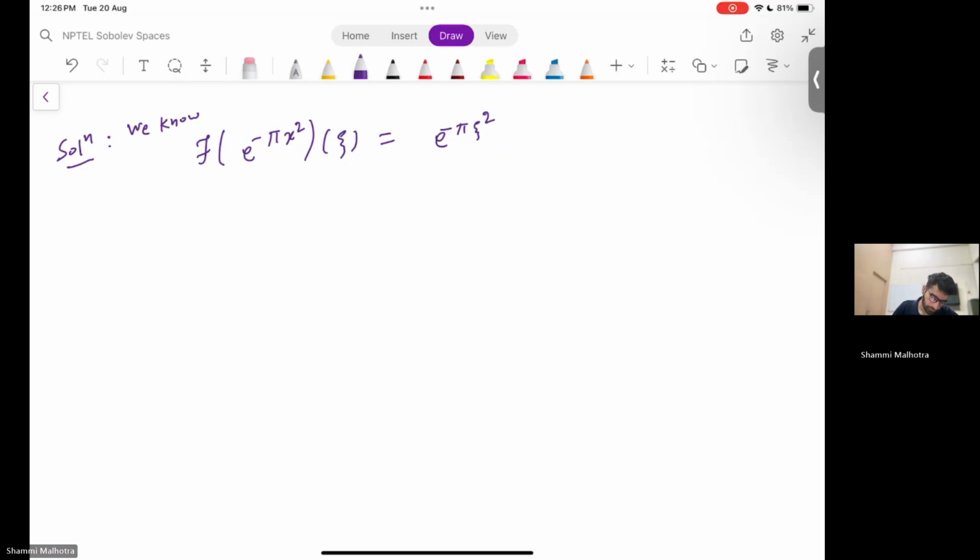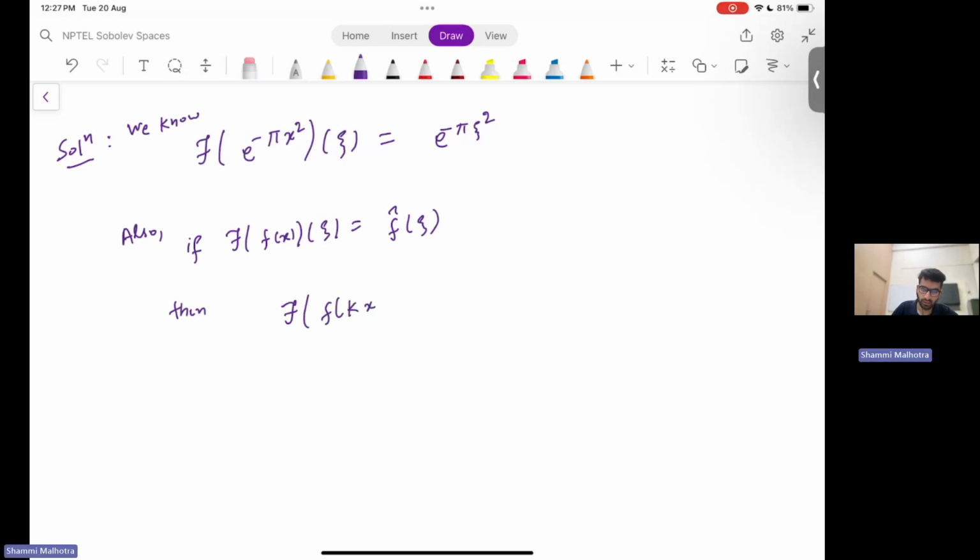Moreover, we also know that if the Fourier transformation of f of x at xi is given by f hat at xi, then the Fourier transformation of f of kx, which is a dilation by k, is nothing but 1 by k times f hat of xi divided by k, and of course the dilation has to be non-zero, so k is non-zero.